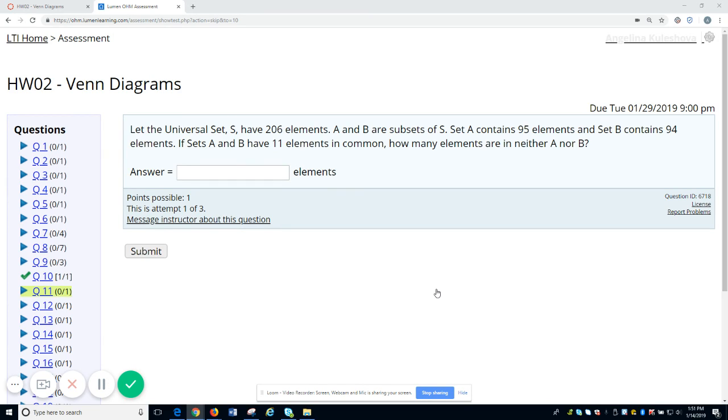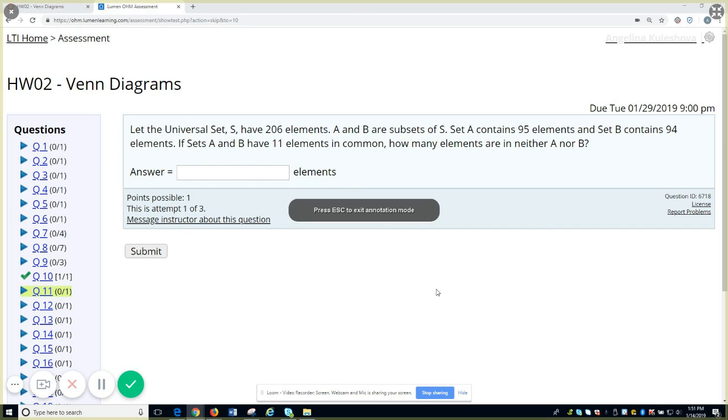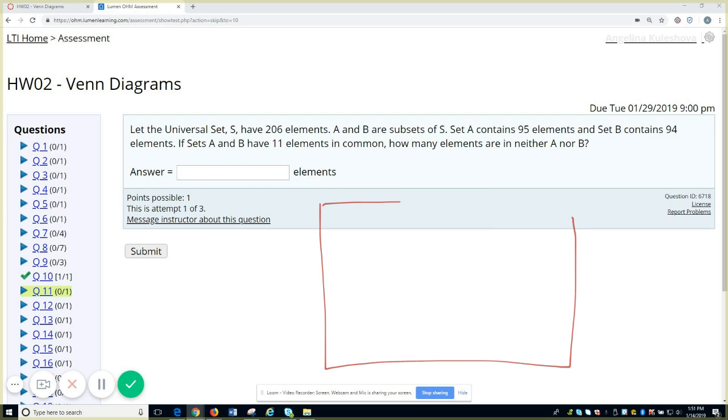Right, so this is another problem where we have to use the cardinality properties of sets. Again, I'm going to draw out the Venn diagram for the problem. So it says the universal set will have 206 elements. Once again, I'm going to draw my universal set. It's labeled S. So the cardinality of S is 206.